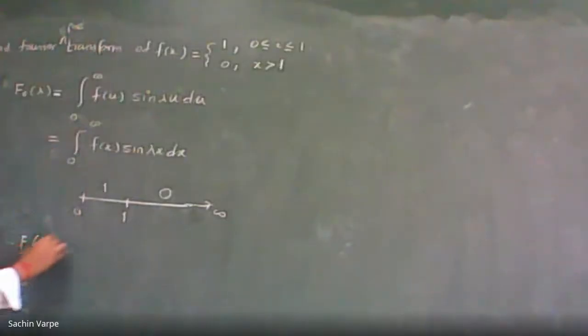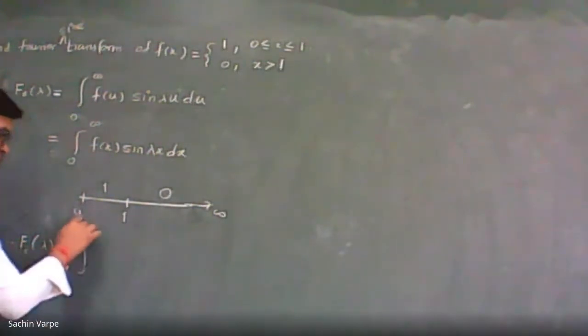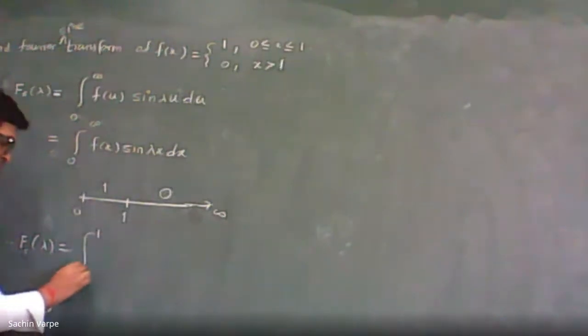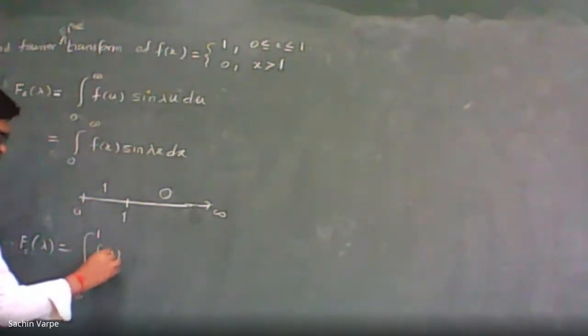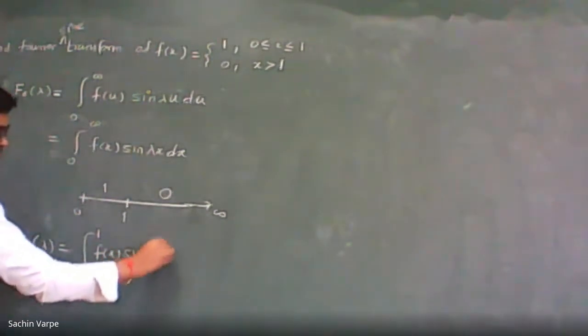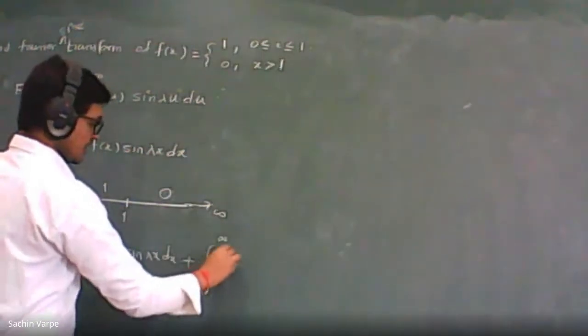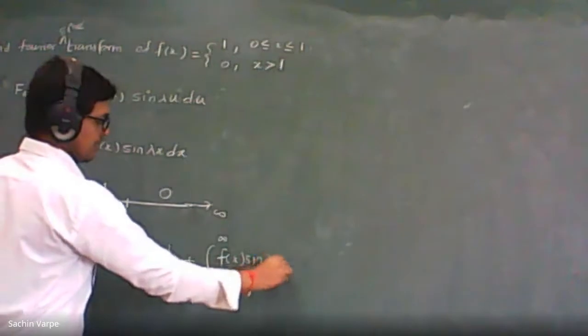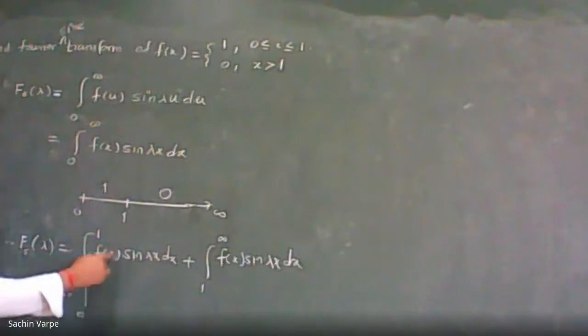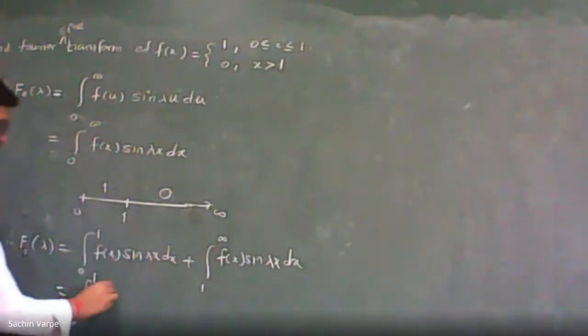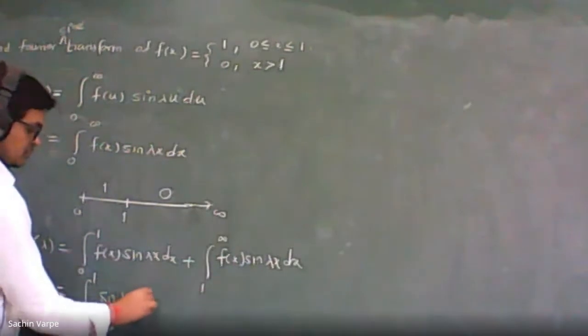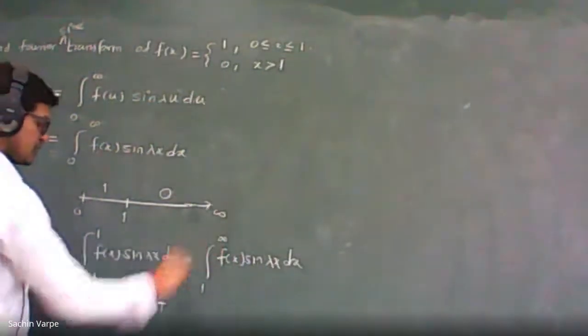So let us split the 0 to infinity interval according to the function. Therefore fs of lambda, the Fourier sine transform, is equal to integral from 0 to 1 of f of x sine lambda x dx plus integral from 1 to infinity of f of x sine of lambda x dx. Substituting the function values: in 0 to 1 the function value is 1, so 1 into sine lambda x dx, plus in 1 to infinity the function value is 0, so that integration will be 0.